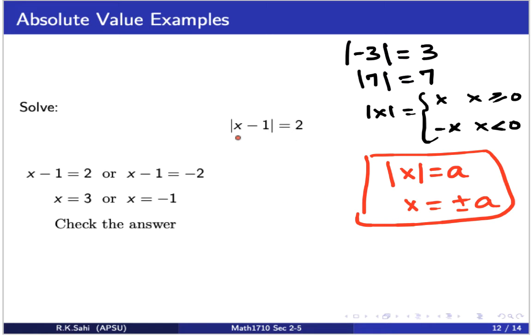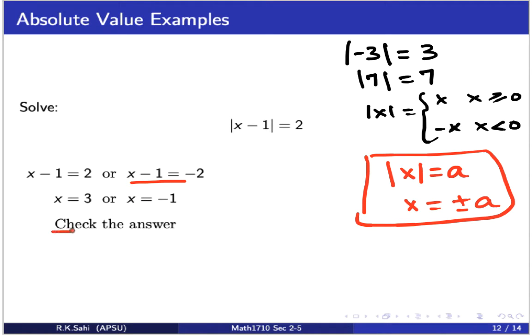So when you apply it to solving this equation with an absolute value, we have the absolute value of x minus 1 equals 2. Applying this technique, we write x minus 1 equals positive 2, or x minus 1 equals negative 2. Then it's a simple solving of this linear equation. For the first one, x minus 1 equals 2, we get x to be 3, and for the second one, we get x to be minus 1.